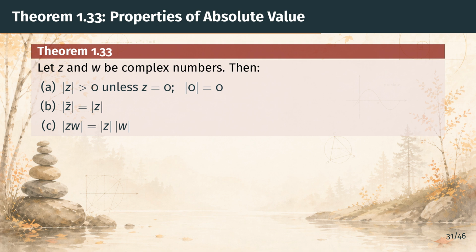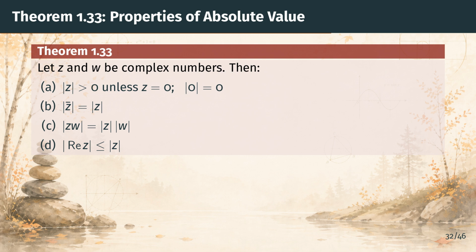Next, a comparison between the real part and the full absolute value. Part D says the real part is never larger in absolute value than the full complex number. Geometrically, a projection onto one axis cannot be longer than the vector itself. This seemingly simple fact will be a key step in proving the triangle inequality.